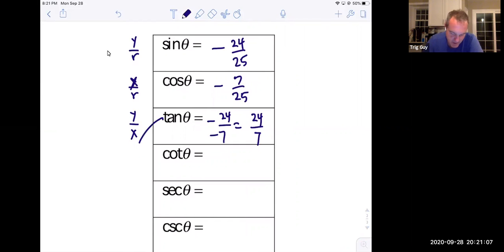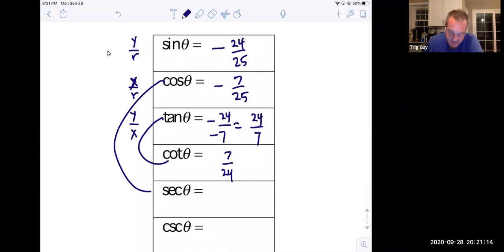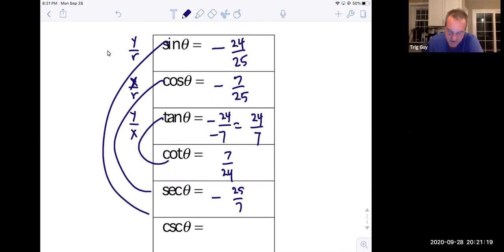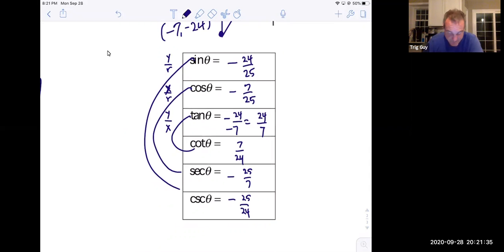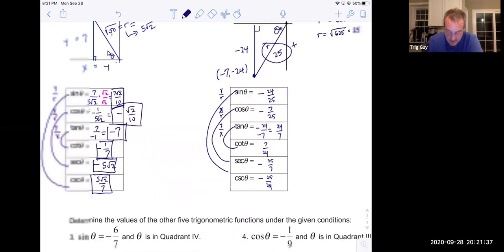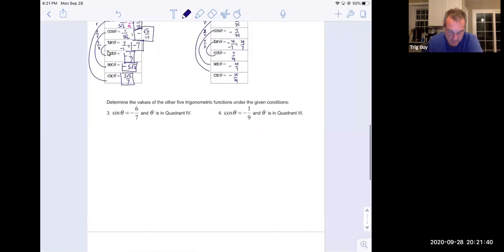Okay. And then these are all reciprocals, reciprocal of tangent is cotangent. So flip that, right? Reciprocal of cosine is secant, so it's -25 over 7. Reciprocal of sine is cosecant, so it's -25 over 24. If you can remember what the reciprocals are, you need 2 functions to get all 6. Honestly, if you get 1 function, you can get the other 5 because you know the Pythagorean theorem. All right, great. Actually, we only have 2 more problems to work on here.